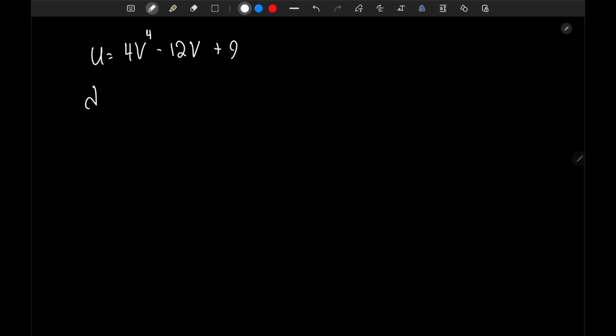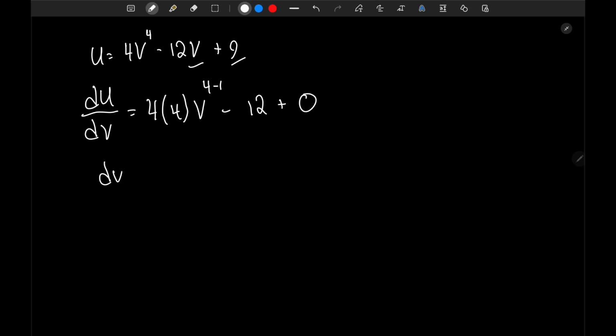So we write this as du over dv is equal to 4 multiplied by the exponent, minus 1 from the exponent, minus 12. The derivative of v is just going to be 1. And then the derivative of a constant is 0. Simplifying this, we have du over dv is equal to 16v cubed.